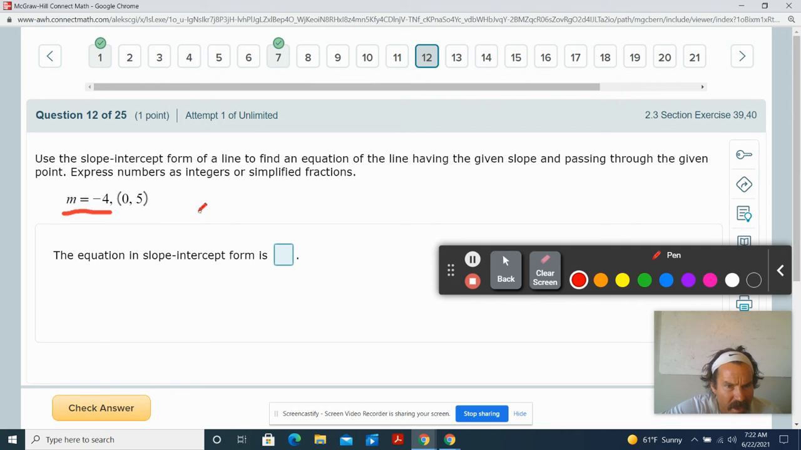Okay, so you should say thank you. Thank you for giving me half of the answer, right? Y equals mx plus b is going to be y equals -4x plus b. Somebody gives you something, you say thank you.